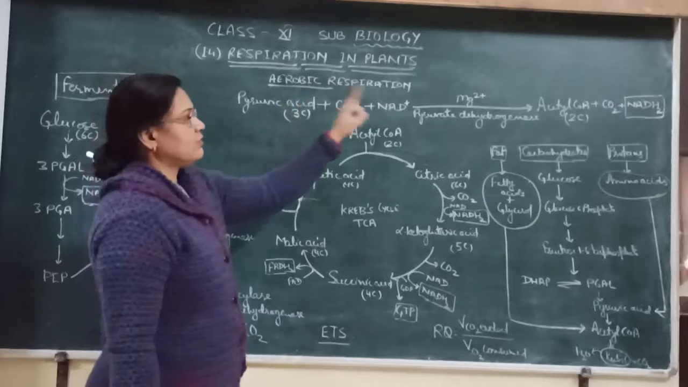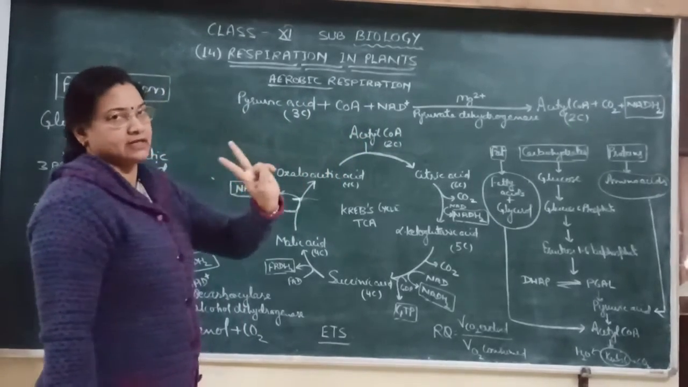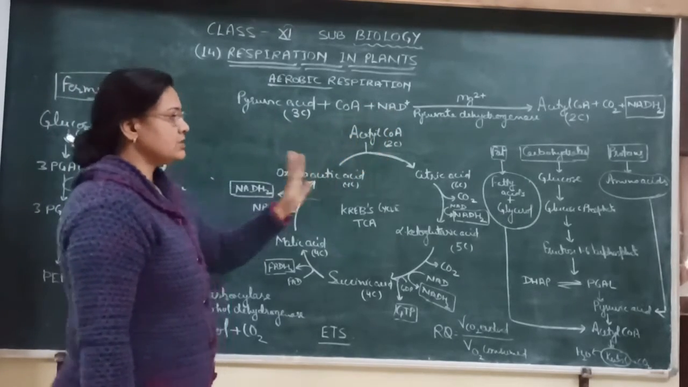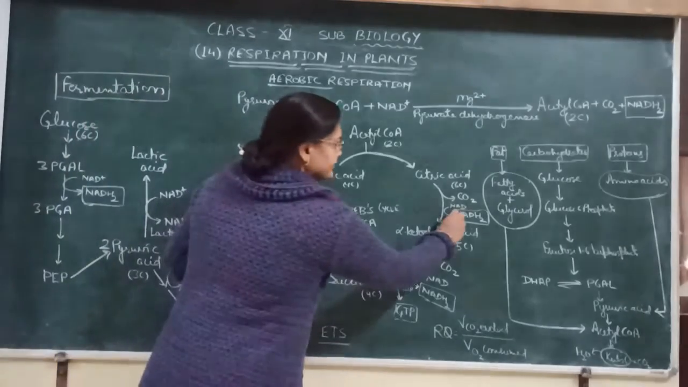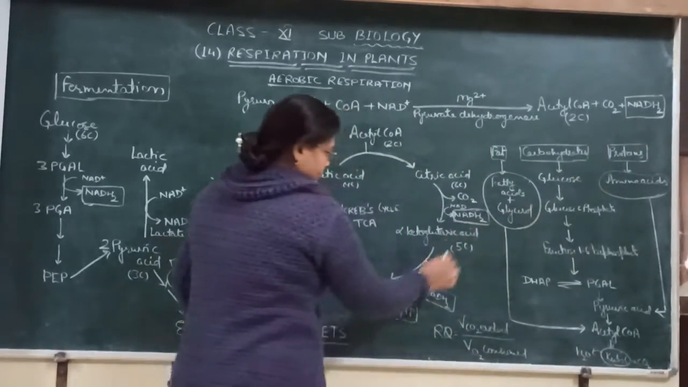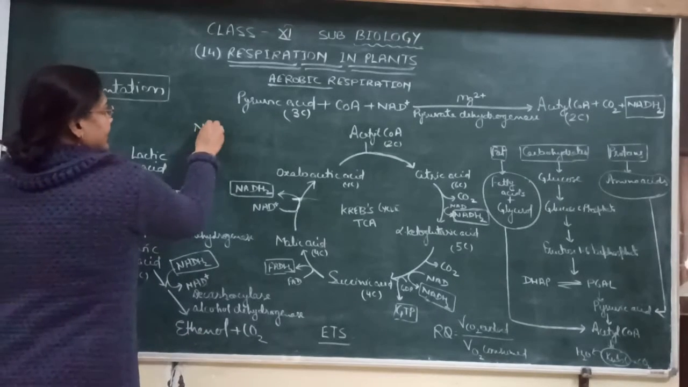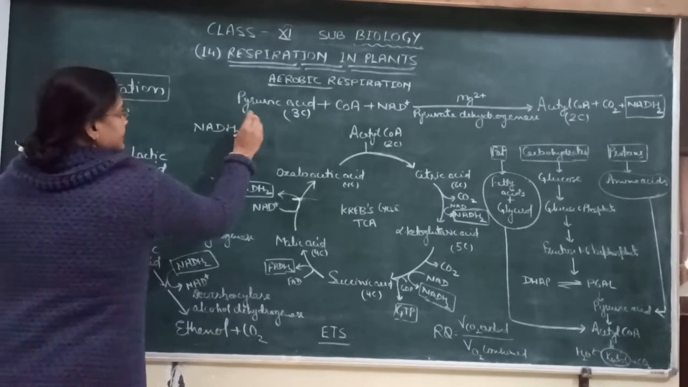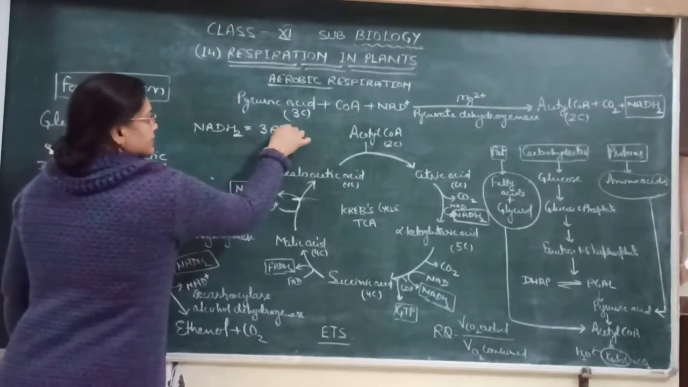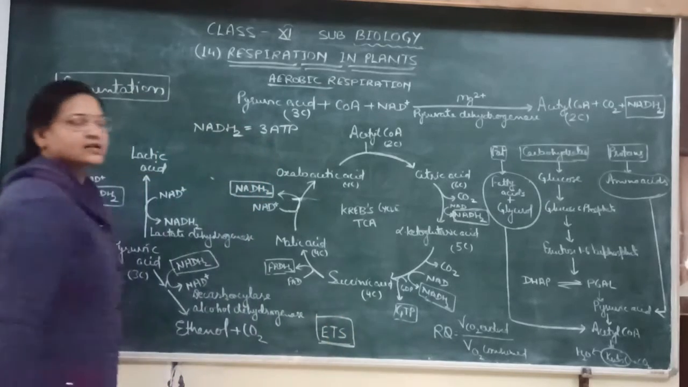From one pyruvic acid, one acetyl coenzyme is formed, and from one glucose, 2 pyruvic acids are formed. So from one molecule of glucose, 2 acetyl coenzymes are formed, and they form different energy forms. How many NADH2 are formed? 1, 2, 3 and 4. So NADH2 is converted into ATP form. One molecule is converted into 3 ATP with the help of ETS, the electron transport system.